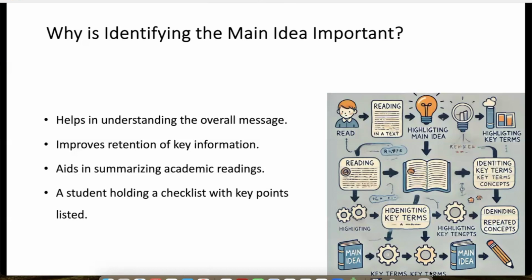Why is identifying the main idea important? Identifying the main idea is important because it helps in understanding the overall message. It improves the retention of key information, aids in summarizing academic readings, and a student holding a checklist with key points listed. Thank you. Thank you very much.